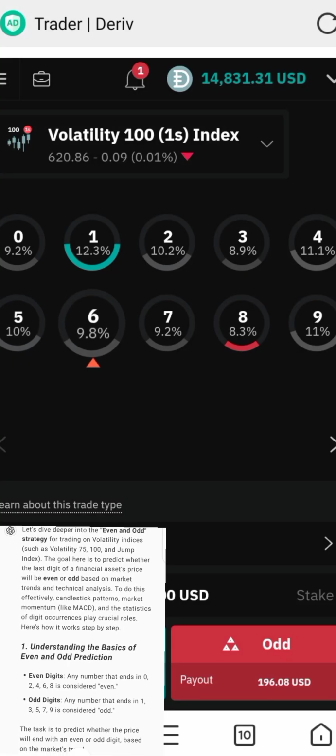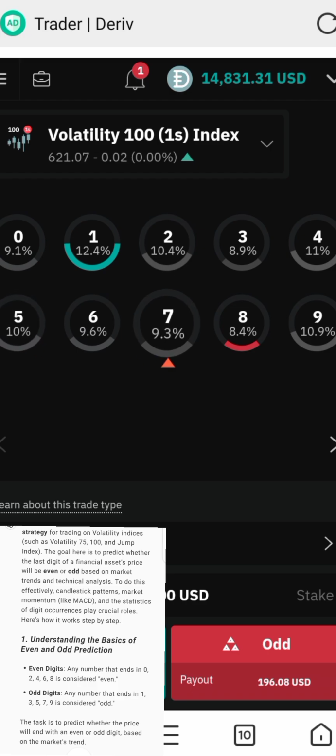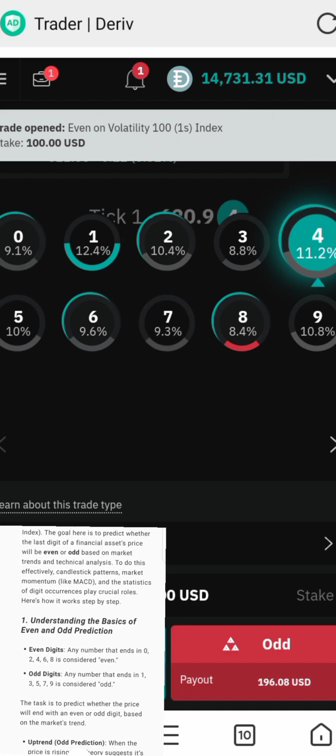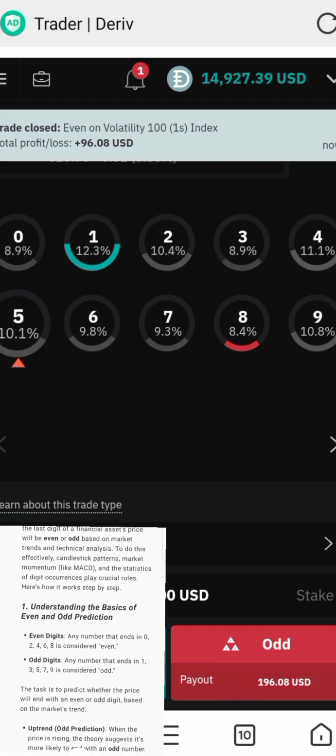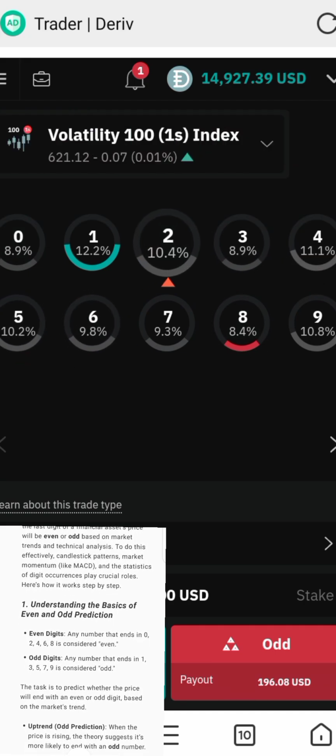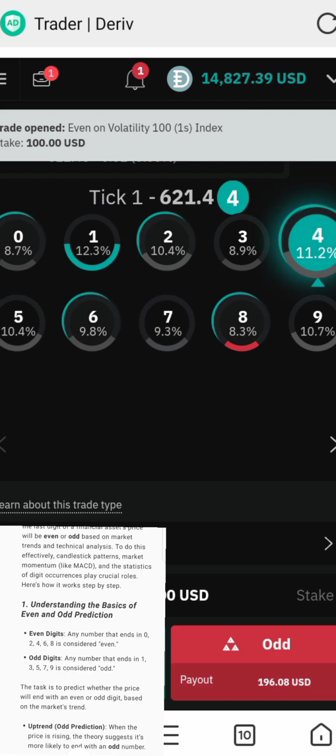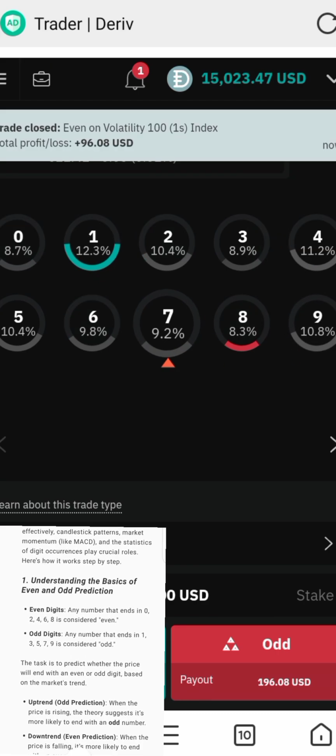Let's dive deeper into the even and odd strategy for trading on volatility indices, such as Volatility 75, 100, and Jump Index. The goal here is to predict whether the last digit of a financial asset's price will be even or odd based on market trends and technical analysis. To do this effectively, candlestick patterns, market momentum like MACD, and the statistics of digit occurrences play crucial roles. Here's how it works step by step.